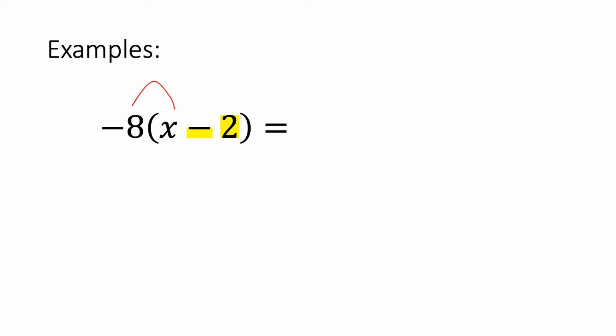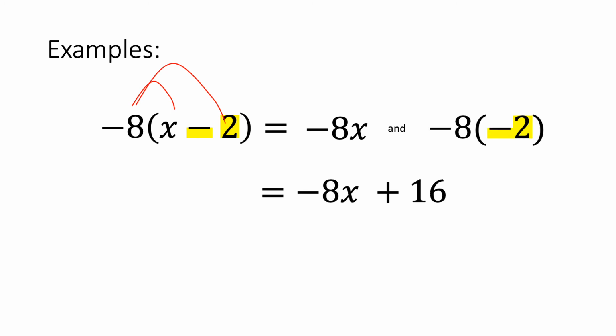This is negative 8 times x and negative 8 times negative 2. This becomes negative 8x and 16. In place of the and, we put a plus sign here because we always have to separate the two terms.